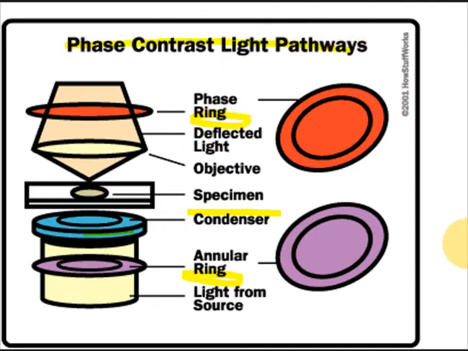We have your phase contrast light pathway. For your phase microscope, it usually uses two rings. We have your phase ring, and then we also have your annular ring. It is located in the objective, and then we also have one in your condenser.